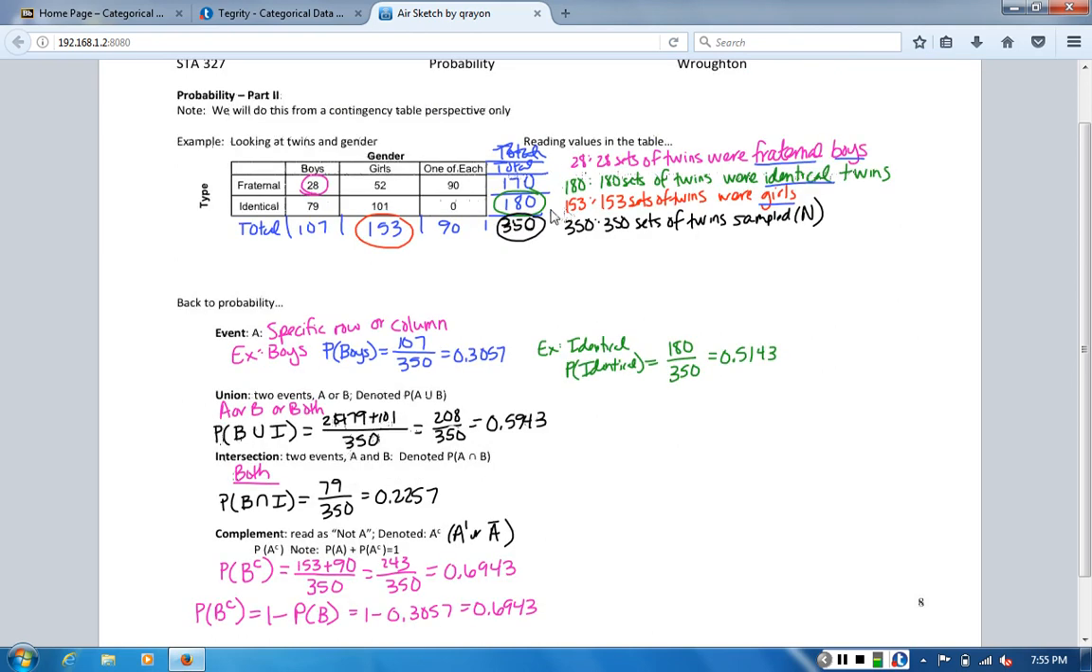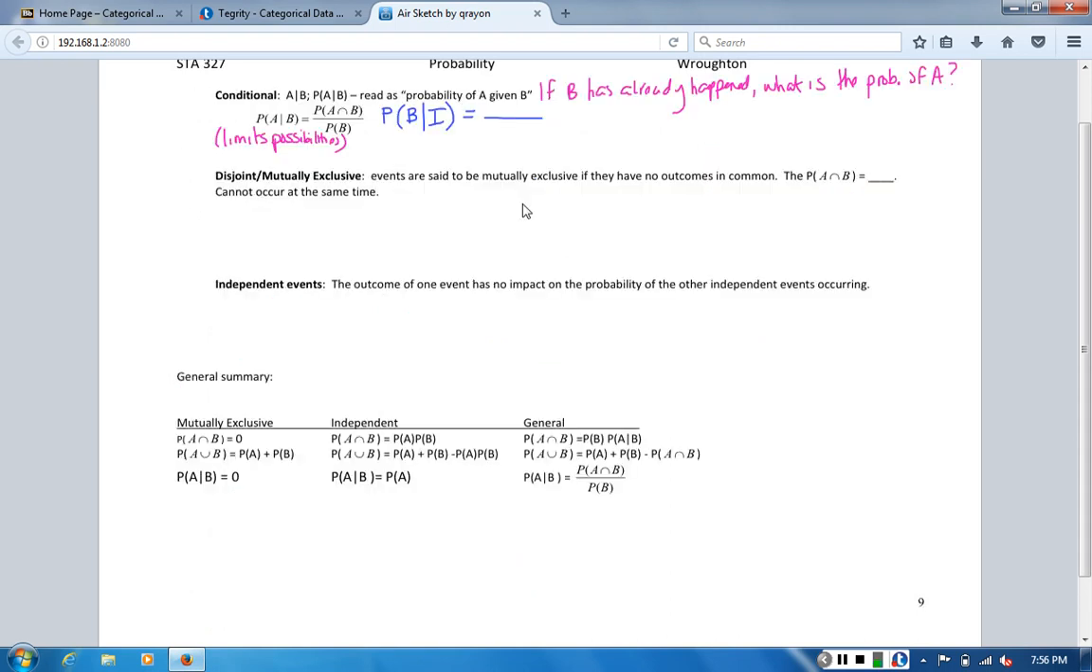Well, what I can see is there were 180 sets of identical twins. So I can't use this 350 on the bottom anymore, because it can't be any of the sets of twins. I'm only talking about those that are identical. So my bottom number is going to be 180. How many twins were identical?